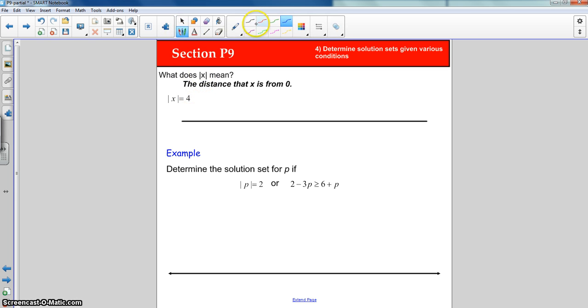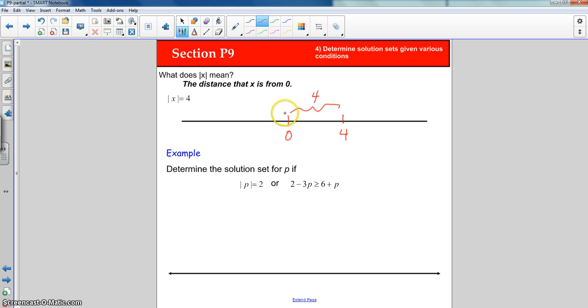I believe we talked about this in P7, but remember that the absolute value of x means that the distance of x from 0 is something. So in this case, we're saying that the distance that x is from 0 is 4. If I look on a number line, here's 0. I can say x is out 4 units in the positive direction.